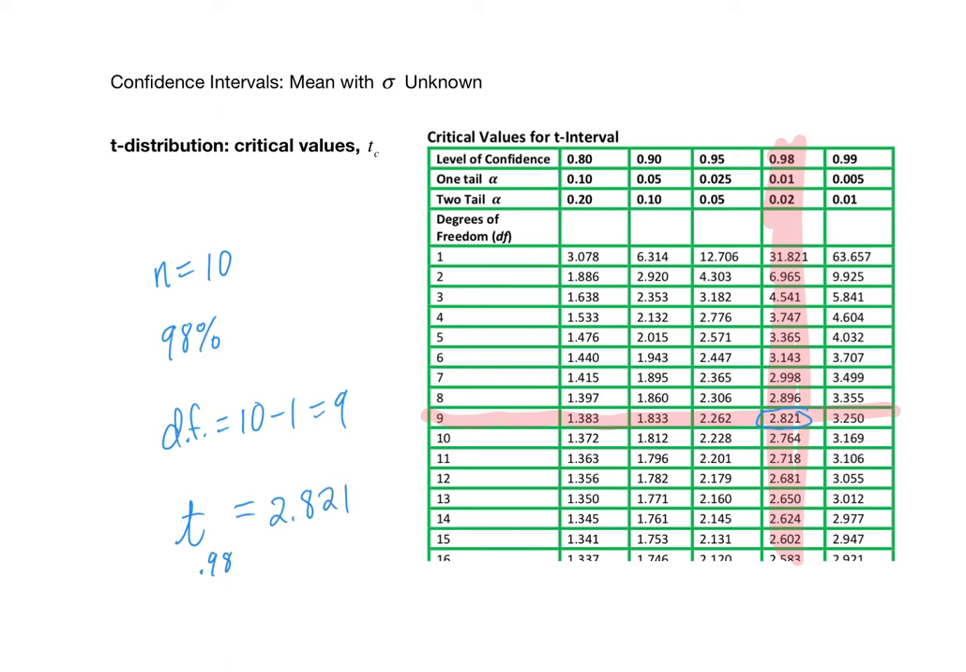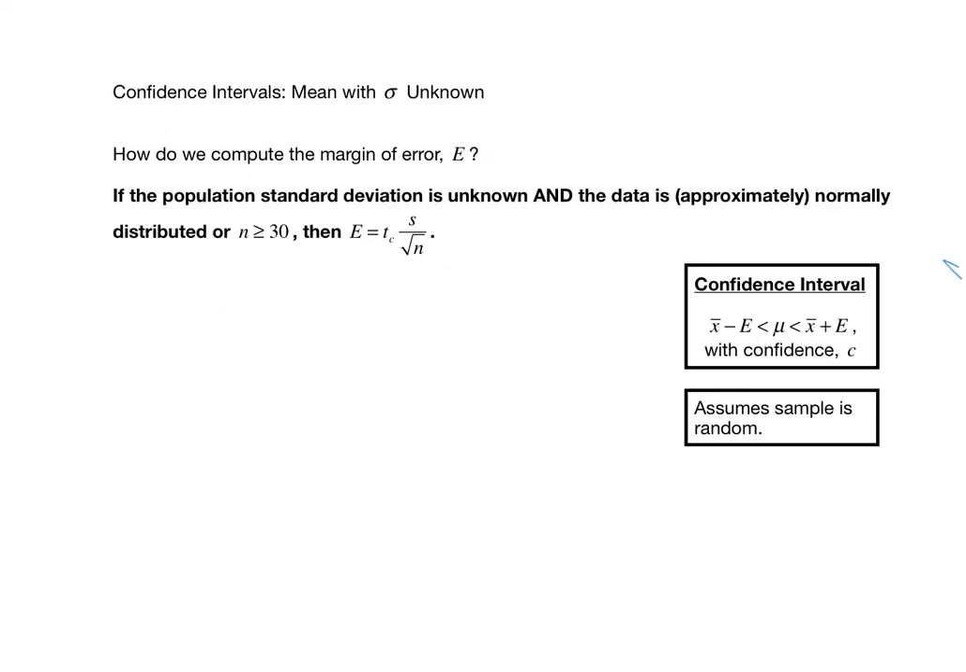Now that we've covered the basics of the t-distribution, let's see how we can compute a margin of error for a problem like the one we started with in this video. How do we compute the margin of error E? So this is another scenario. If the population standard deviation is unknown and the data is approximately normally distributed or n is greater than or equal to 30, then you can use this formula right here for the margin of error.